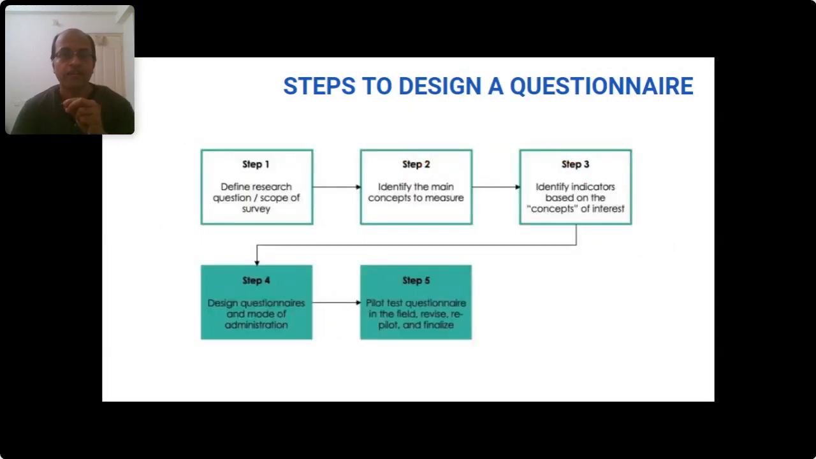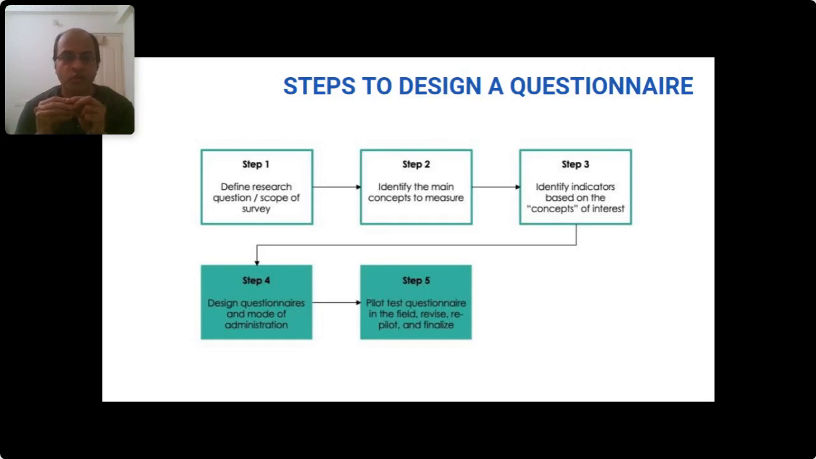Okay, then this is the outline which we have made for steps to design a questionnaire. So step 1, whatever I have said till now is summarized here. You are defining the research question and the scope of the survey. Step 2, you are identifying the main concepts which are important to be measured. That's nothing but the variables and their outcome as measures. Step 3, you identify indicators based on the concepts of interest. Step 4, design a questionnaire and mode of administration.